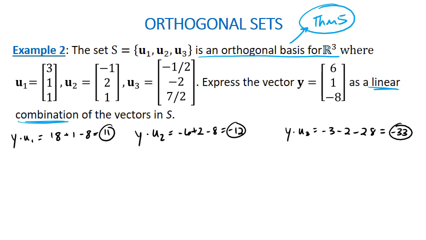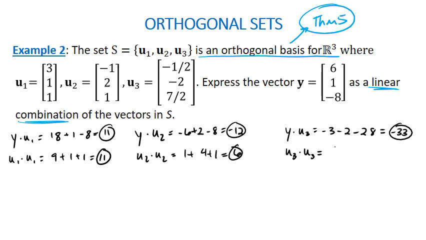Excellent. Now we'll do u1 dot u1. So 9 plus 1 plus 1. We'll do u2 dot u2. 1 plus 4 plus 1. And then u3 dot u3. Ooh, fractions, that's fun. 1/4 plus 4 plus 49/4. Oops. That's 66/4, which reduces to 33/2.